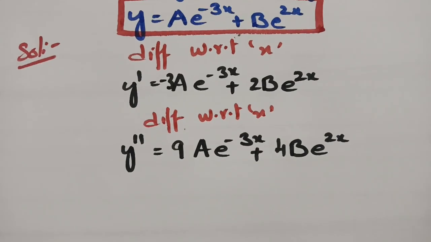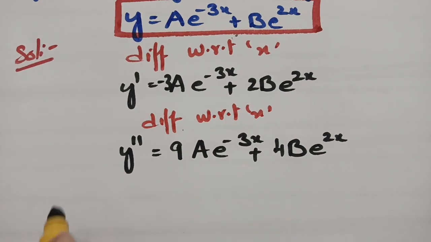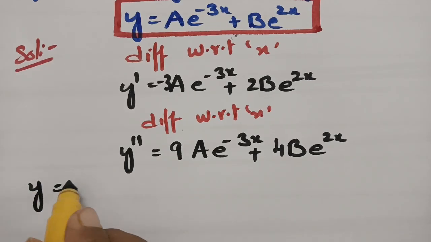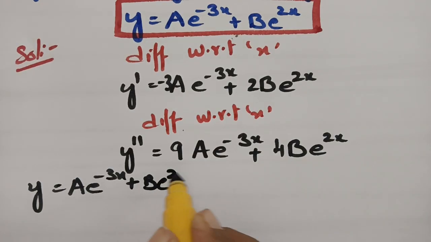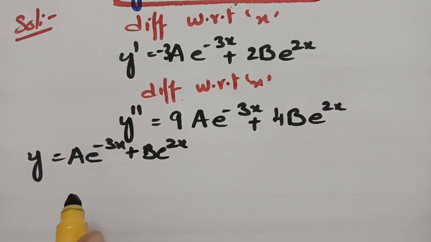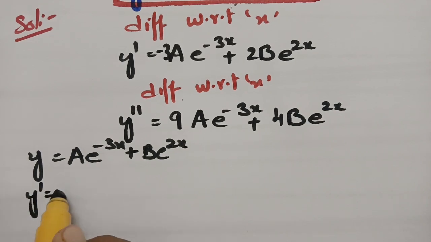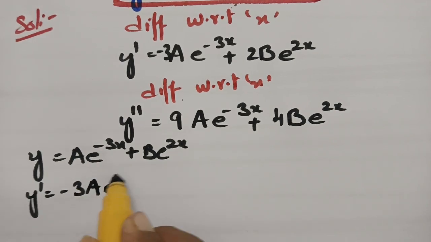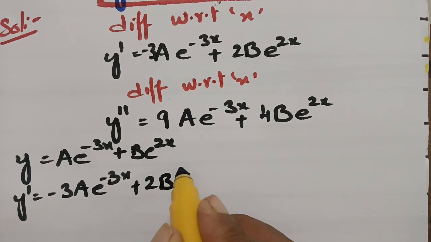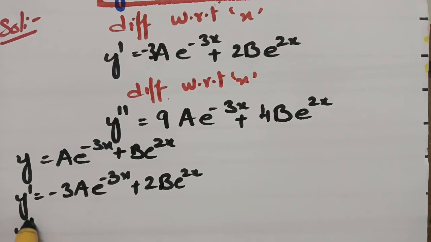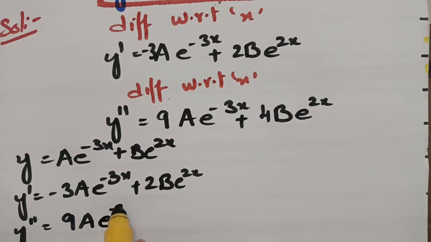Now we have to eliminate a and b. So what are the equations here? y is equal to a into e power minus 3x plus b into e power 2x. The next one, y dash is equal to minus 3a into e power minus 3x plus 2b into e power 2x. And y double dash is equal to 9a into e power minus 3x plus 4b into e power 2x.